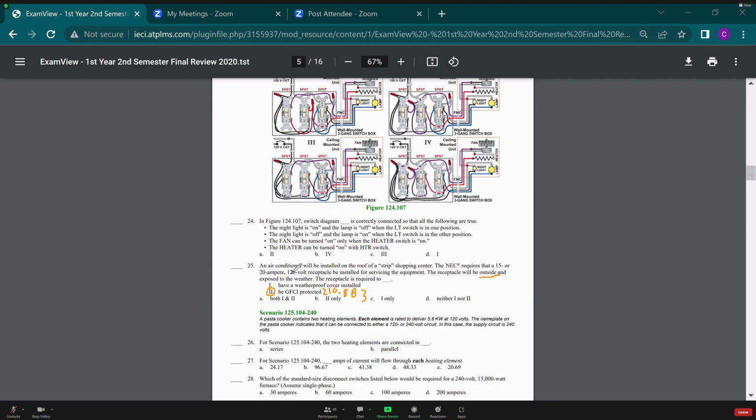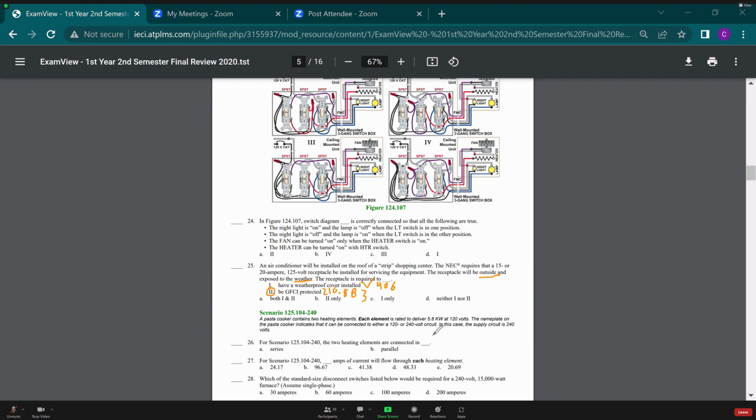And then if we look at 1, have a weatherproof cover installed. It's outside, exposed to the weather. If it's exposed to the weather, it has to have a weatherproof cover. I believe that's a part of 406.6 or 406.8, something like that. Just protecting your receptacle from the weather. 406 is just the general receptacle section.